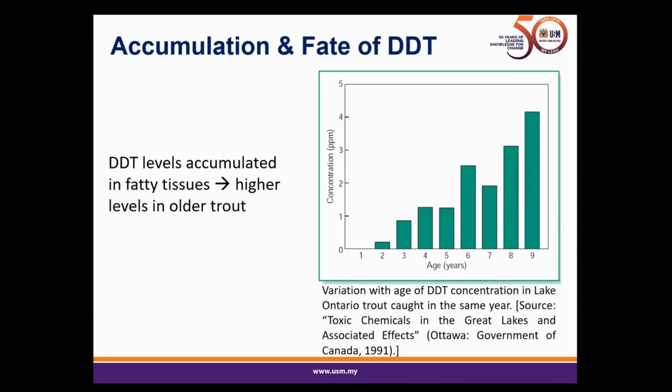Okay, this shows the concentration of the DDT based on the age of the fish. How old is the fish? So you can see that in older trout, a type of fish, the concentration of the DDT is increasing. Because larger or older fish have larger fatty tissue, that means they have a higher concentration of DDT.